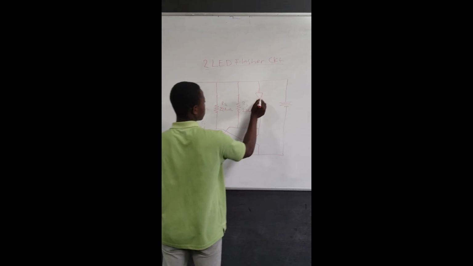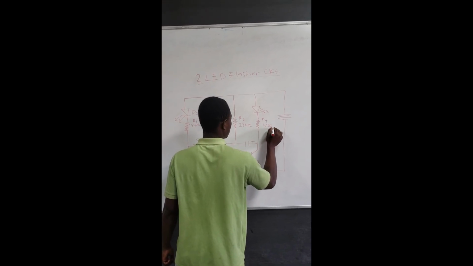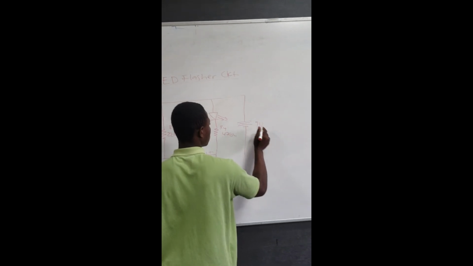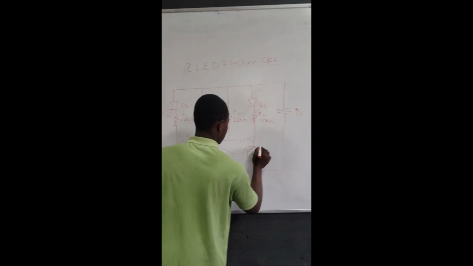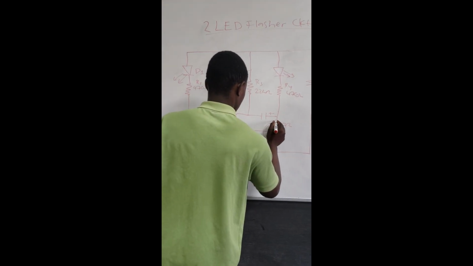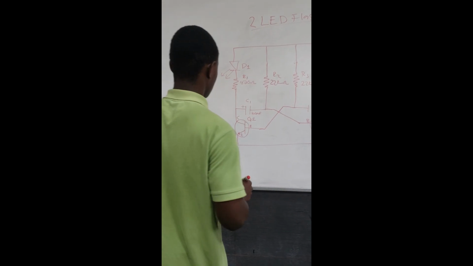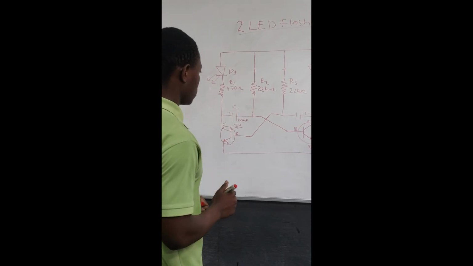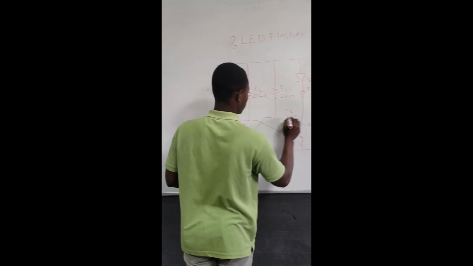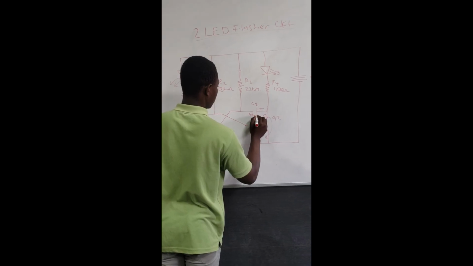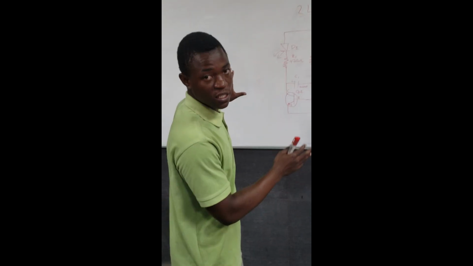LED. Our main supply, 9-volt battery. This is Q2, collector, emitter, and this is our capacitor C2, 100 microfarad capacitance. So this is our circuit diagram.